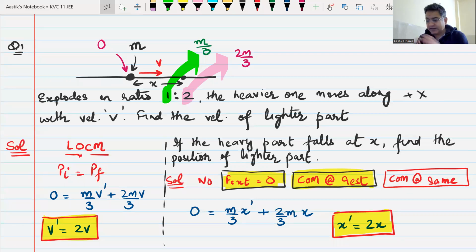So this is the case where the bomb is exploding. I hope we have understood this case, yes or no? Okay, this was the bomb exploding in one dimension. The bomb could have exploded in 2 dimensions as well. So I will give you that question also.